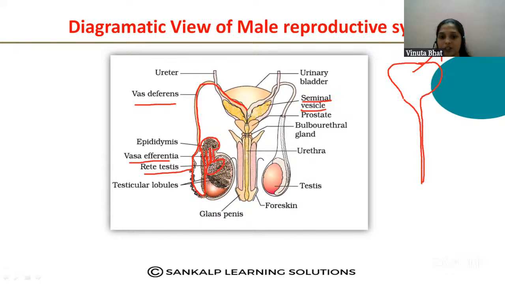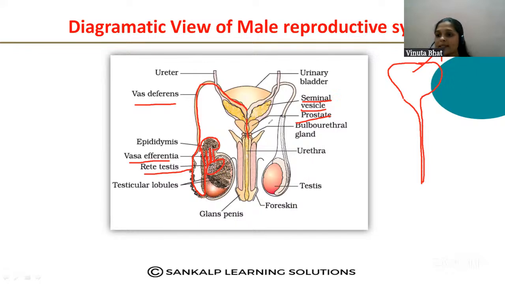Here it is not mentioned. Remember, where the vas deferens and seminal vesicle open into the same point, that is called the ejaculatory duct. And through the ejaculatory duct, it moves into the prostate gland. So this is the prostate gland. I will explain the function of the prostate gland and bulbourethral gland. Then it moves into the bulbourethral gland. Then it reaches the urethra.